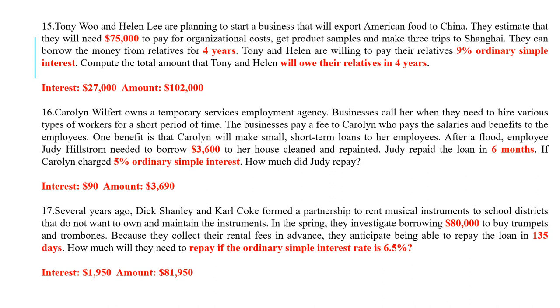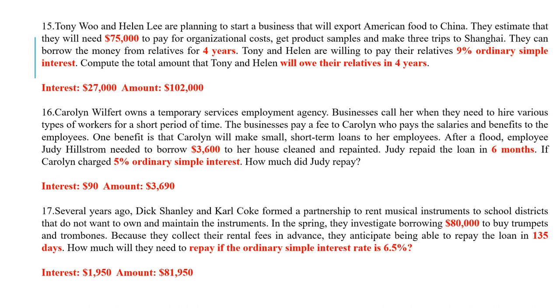75,000 in this question is your principal. They can borrow the money for 4 years, that is your time, and 9% ordinary simple interest. When you see years, it doesn't matter whether it's ordinary or exact, you just multiply by 4, not a problem. So that will be the interest and the amount payable. The amount that you see there is the future value. So compute the total amount that Tony and Helen will owe their relatives. That is the final amount, which is 102,000.